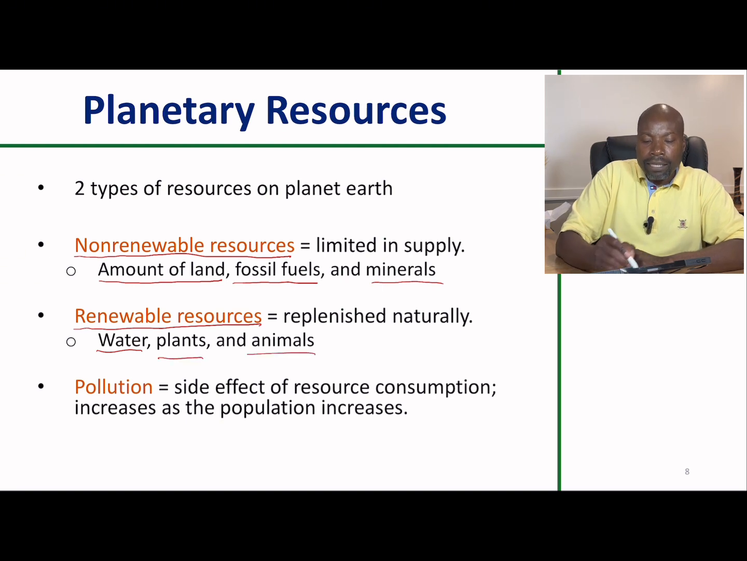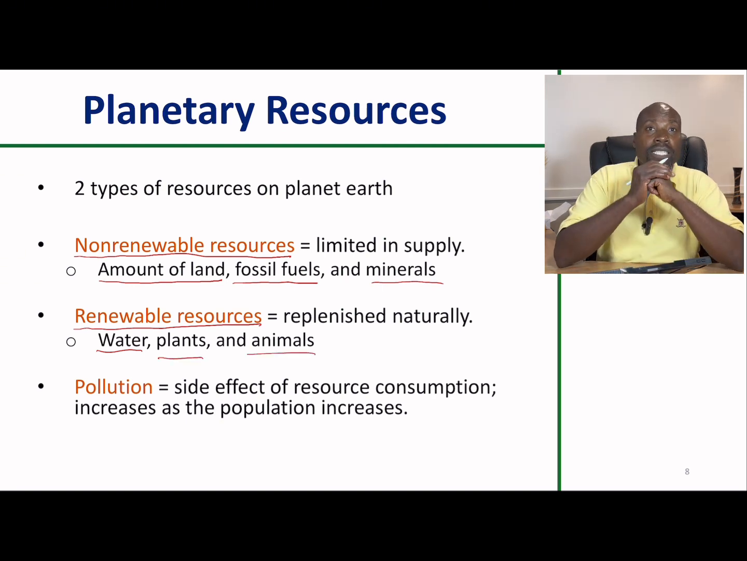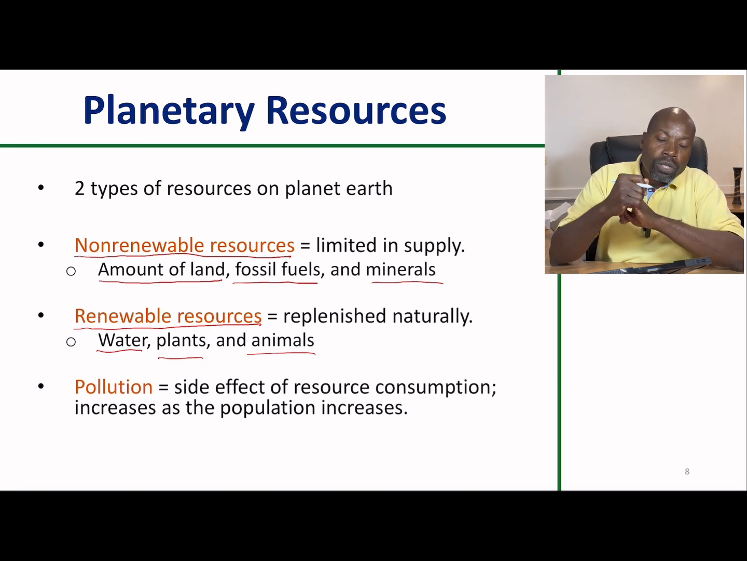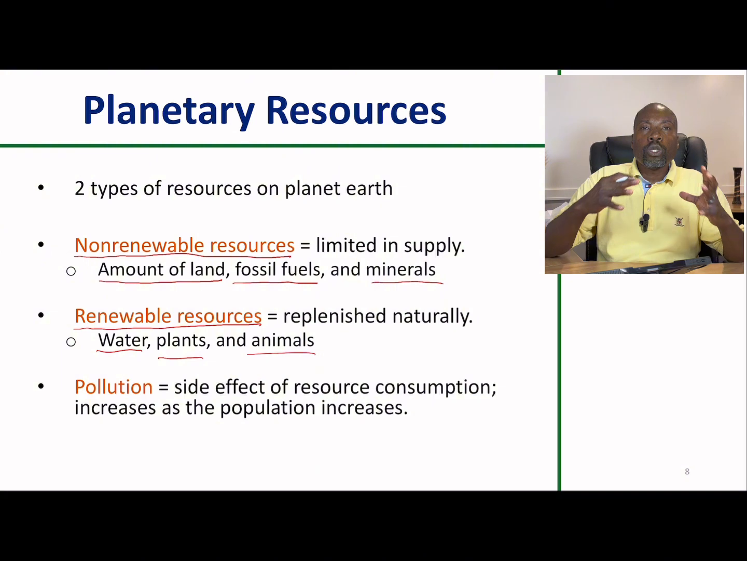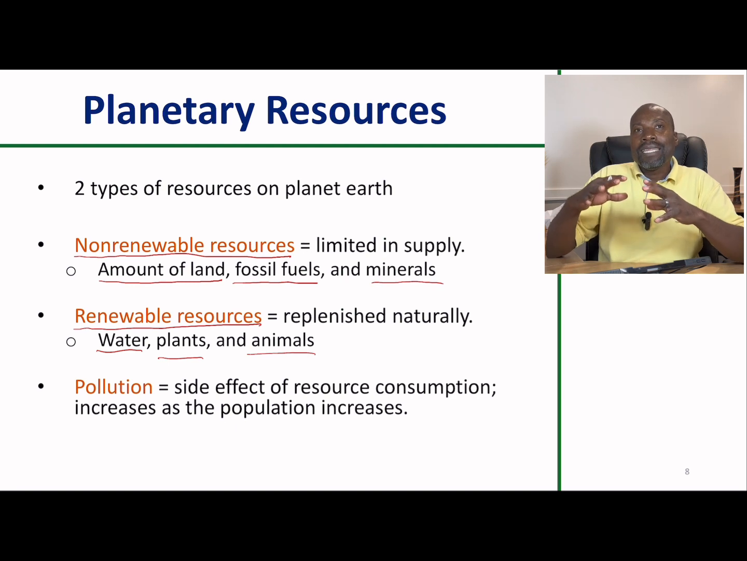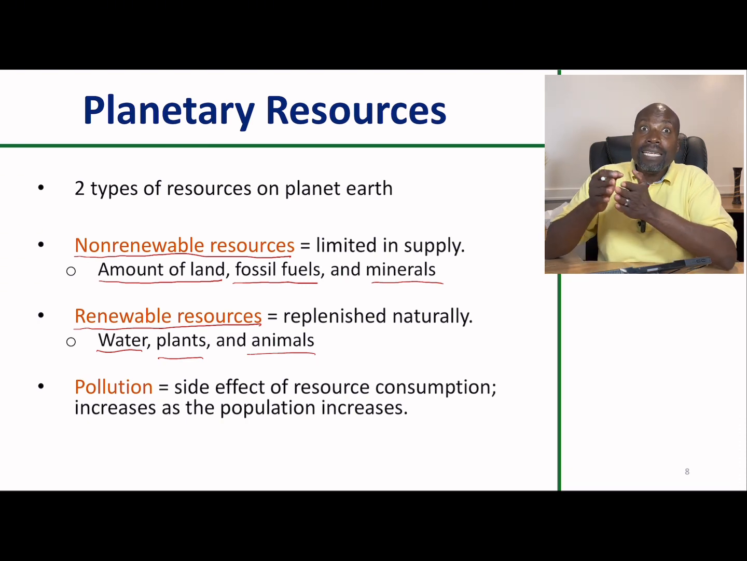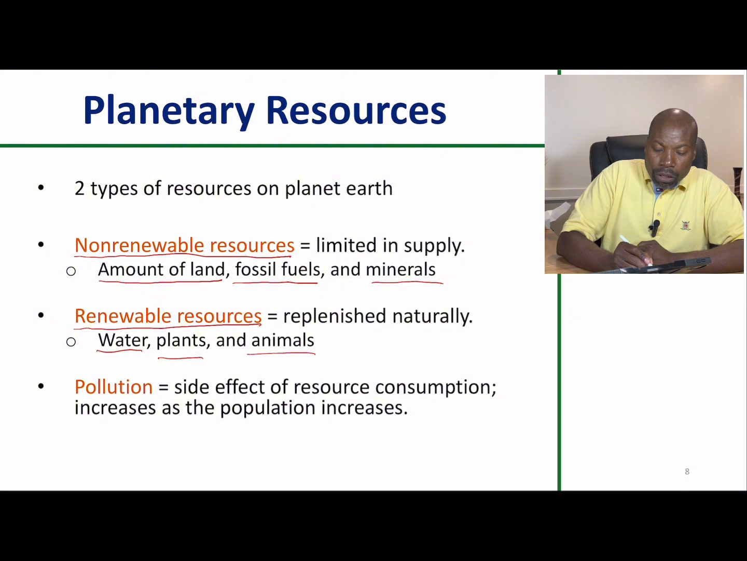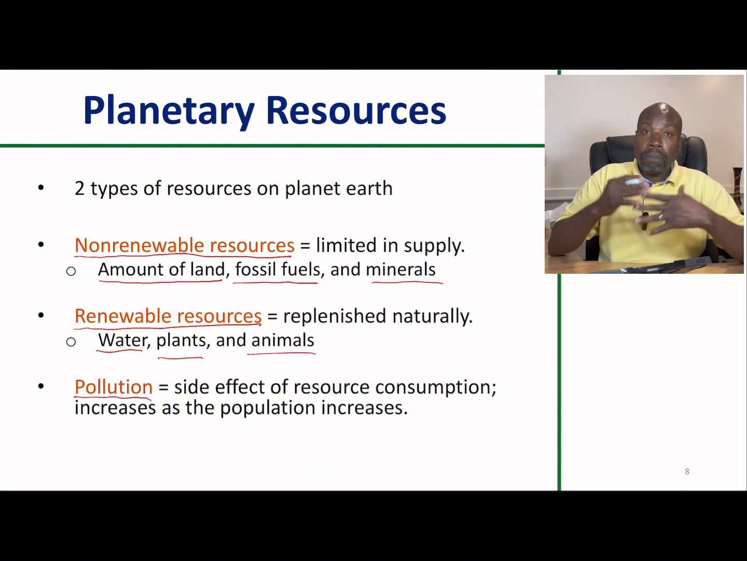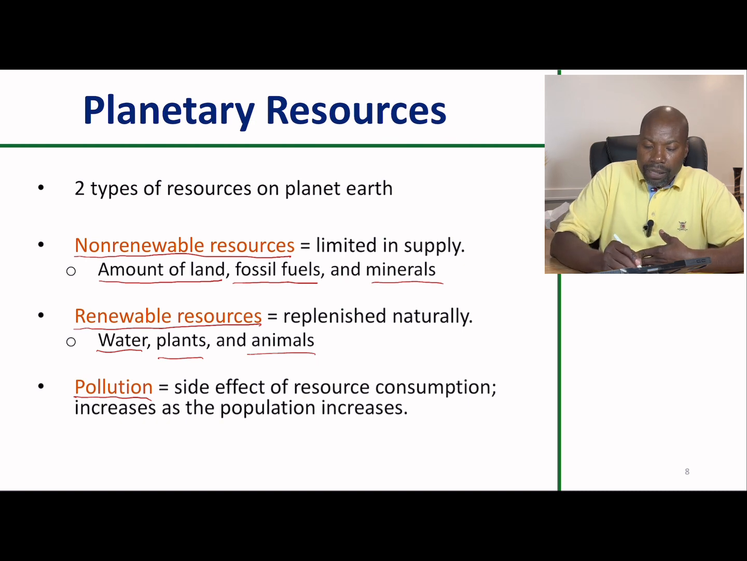You have plants, you have animals. But here is an interesting thing that I want you to remember. When you consider the growth of the human population, the use of non-renewable resources, and the use of renewable resources, guess what? We tend to use too much and put into the environment more than the environment can itself handle. That leads us to situations that we call pollution. Okay? So pollution is going to be considered as one of the side effects of resource consumption.